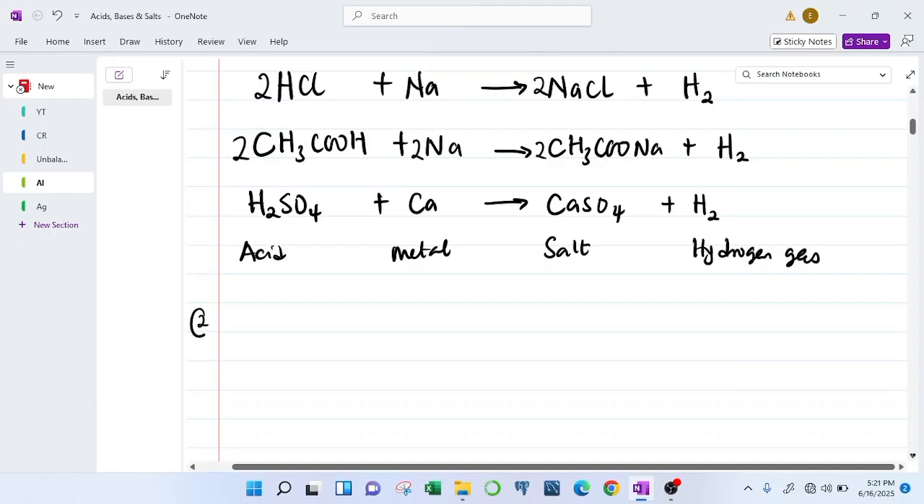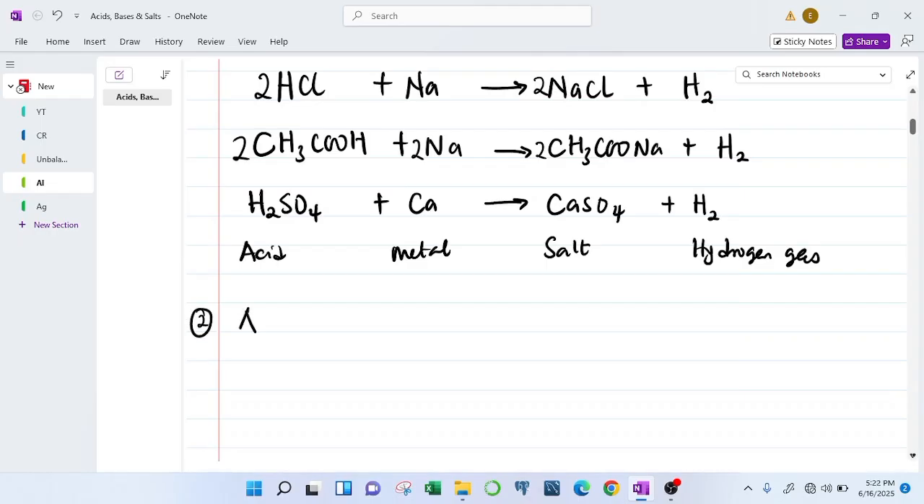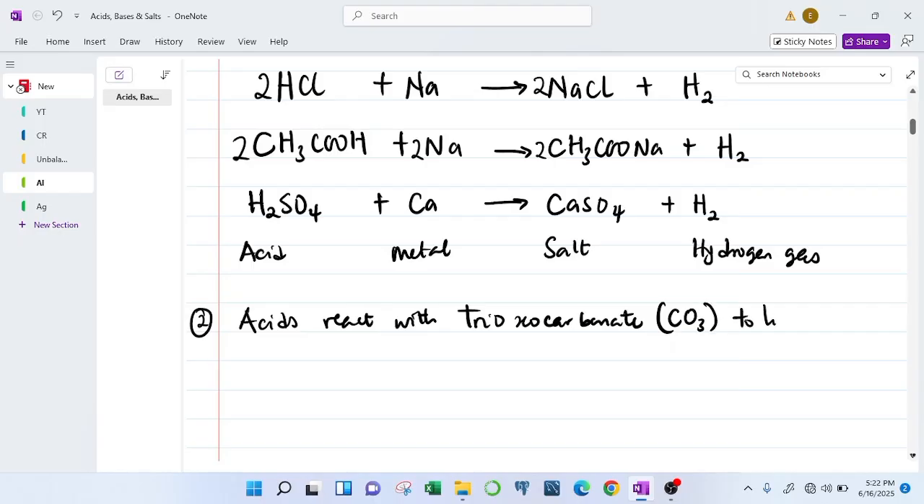The next one. Acids react with trioxocarbonates. Trioxocarbonate, again, the way I like to do it is, just know, trioxocarbonate is a radical, which is CO3. Again, to liberate carbon dioxide. Again, carbon dioxide is a gas.